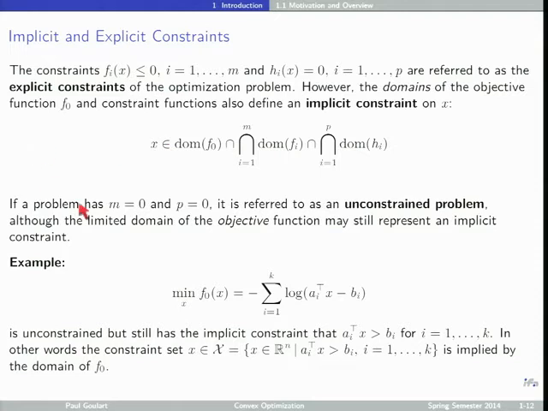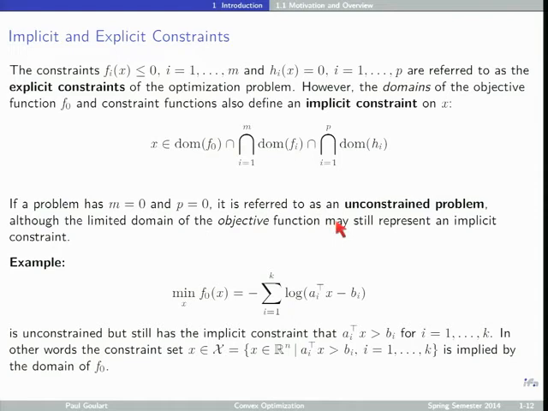Okay, and if I have no inequality constraints and no equality constraints, then I would say that it's unconstrained. But it might not really be unconstrained, because I might have an implicit constraint in the domain of f. This is a technical point, but I say it so that you are aware to be careful, and sometimes think about what the domain of the function is when you ask whether the problem is unconstrained or not.